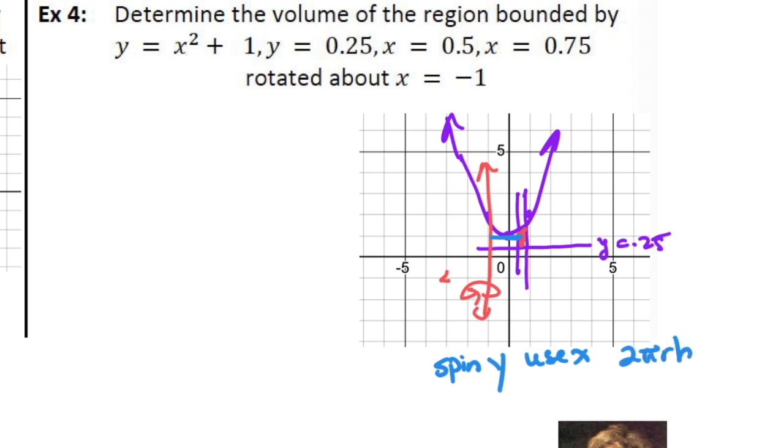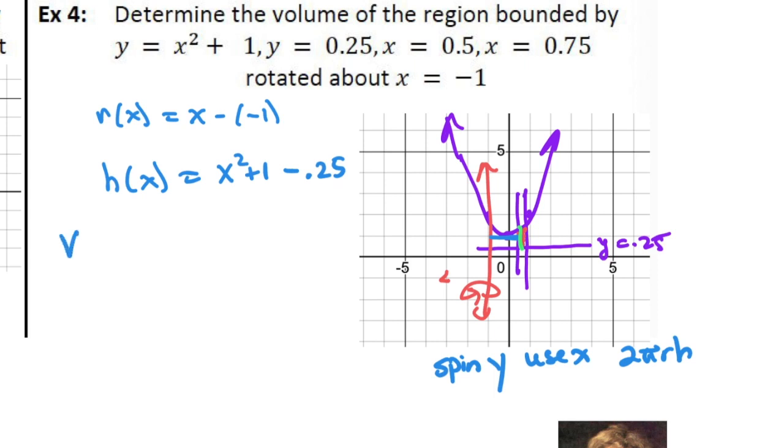The radius is going to be equal to x minus -1, and x minus -1, of course, is x plus 1. The height is perpendicular to our radius. That height, though it's hard to see, is going to be our x squared plus 1 minus 0.25. That's very strange.